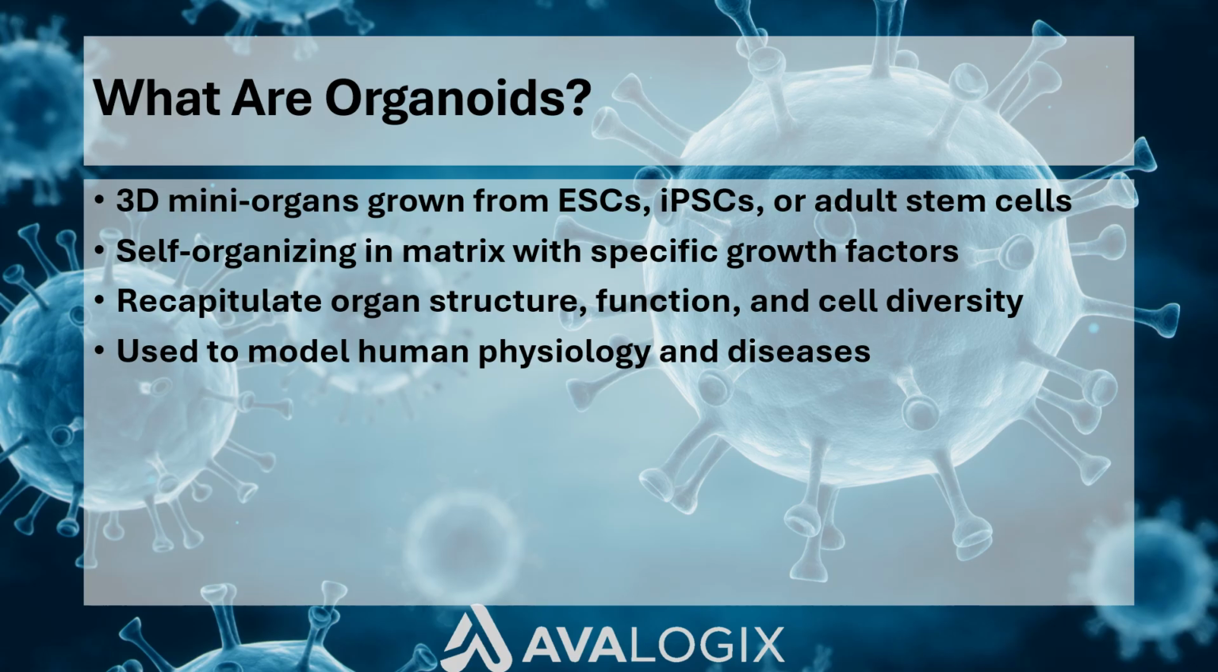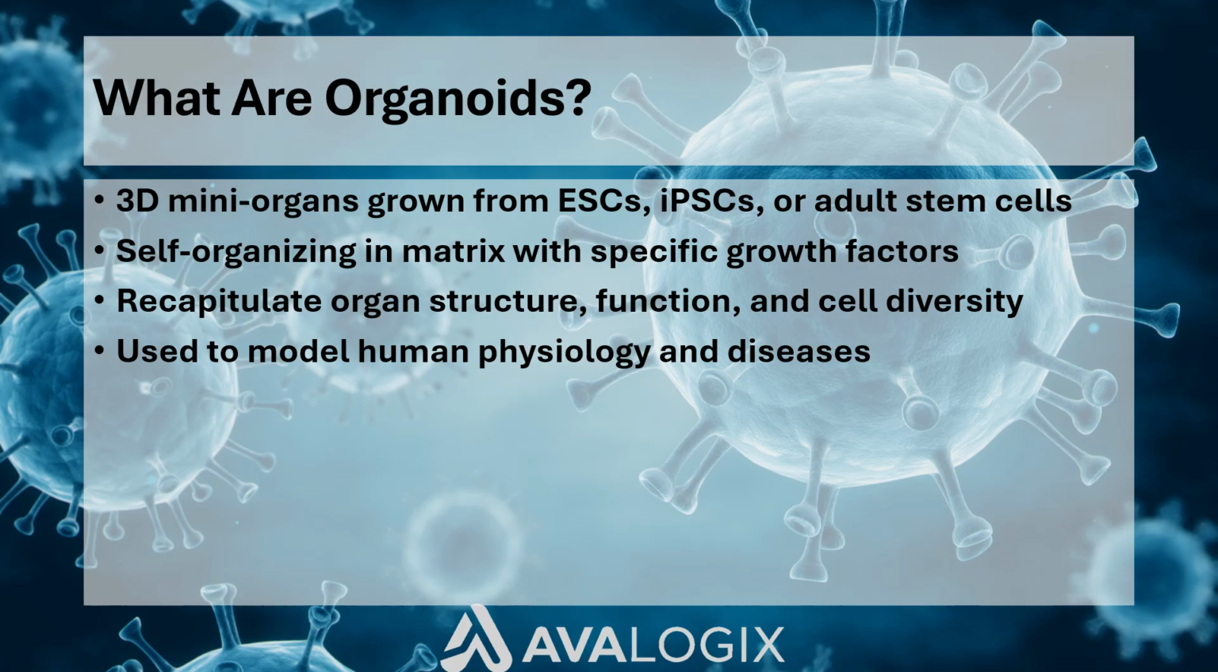For example, if we take stem cells from the intestine and provide them with a matrix like Matrigel and the correct signaling molecules, they start forming crypt-like structures, with different cell types such as goblet cells, enterocytes, and Paneth cells, all typical of a human gut. Similar approaches have been used to make brain, lung, liver, and even retinal organoids.